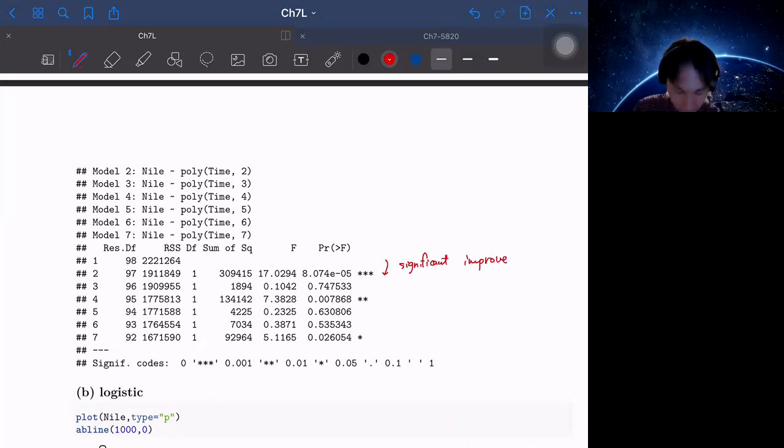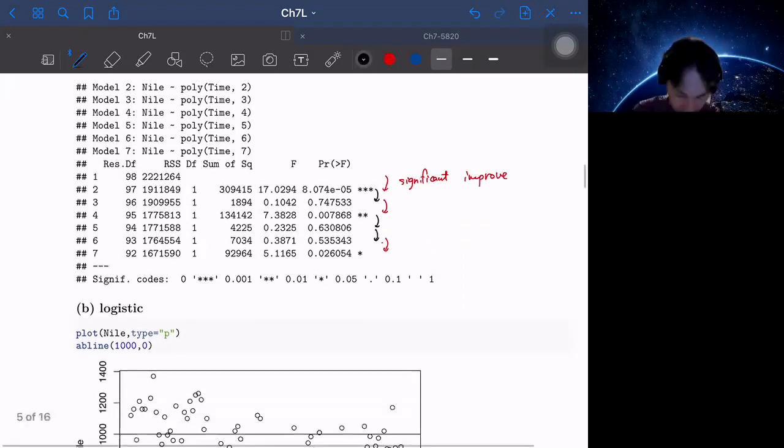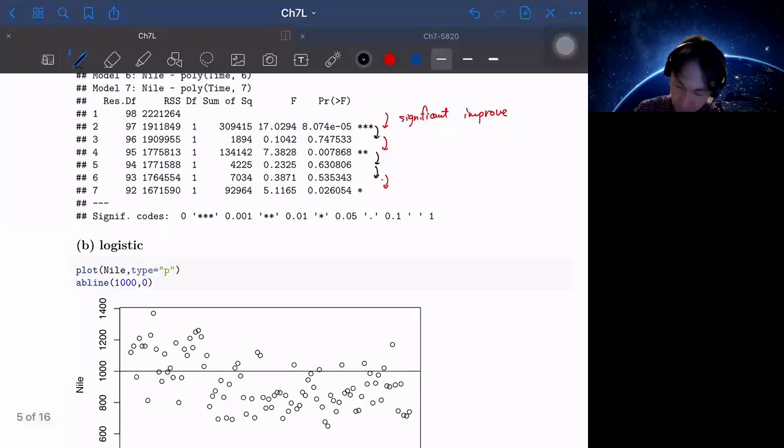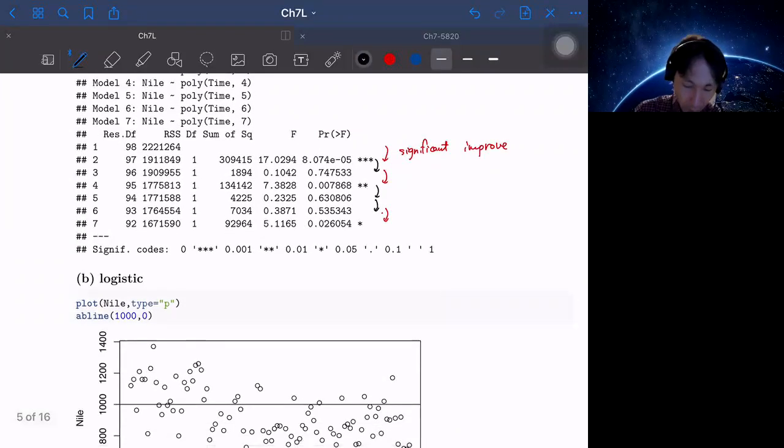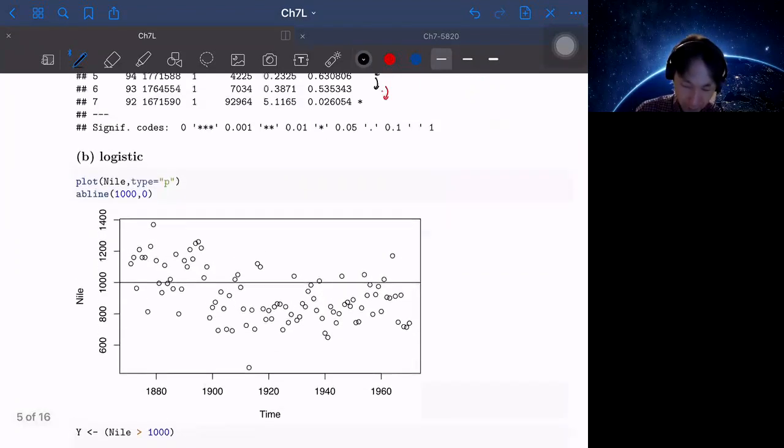And also you can see the 3 to 4 significant increase. And actually the 6 to 7 also significant, but others are not really. So the 4 to 5, 5 to 6, not really significant. Yeah, so at this point, probably you would go with 4, possibly 7, but 4 may be enough.